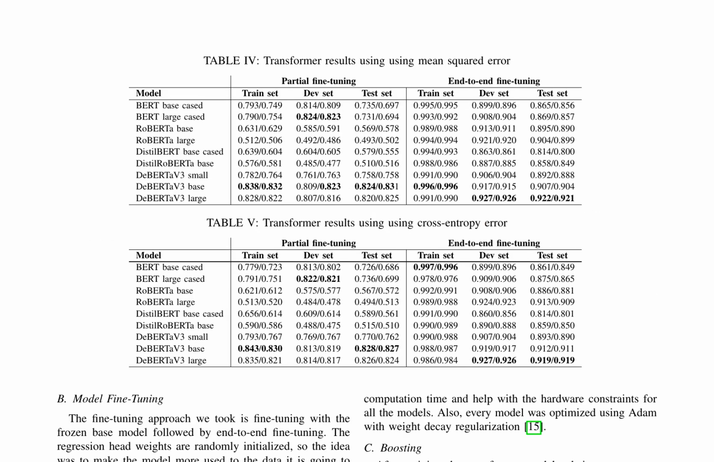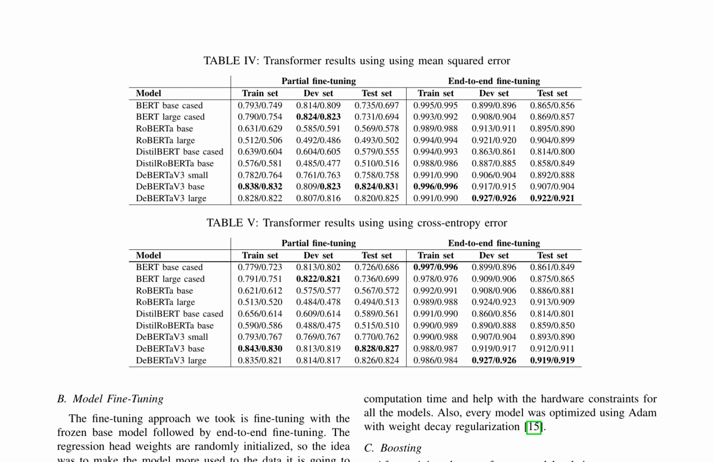The research paper discusses the fine-tuning approach and boosting methods used in transformer models for sentence similarity prediction. It involves two stages: fine-tuning with a frozen base model followed by end-to-end fine-tuning. Hyperparameter optimization was conducted using population-based training and hand-tuning, with the final selected hyperparameters provided. Two problem framing approaches were explored: regression and binary classification, with each model fine-tuned for 10 epochs and utilizing early stopping, cosine annealing scheduler, and Adam optimizer with weight decay regularization.